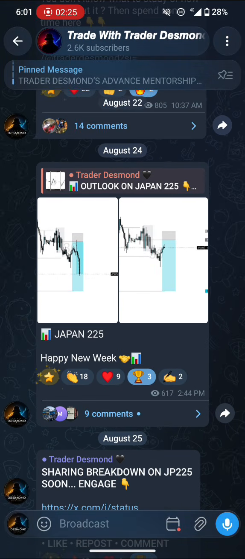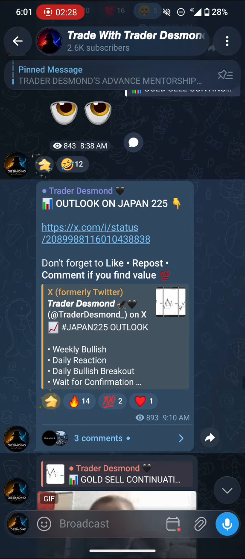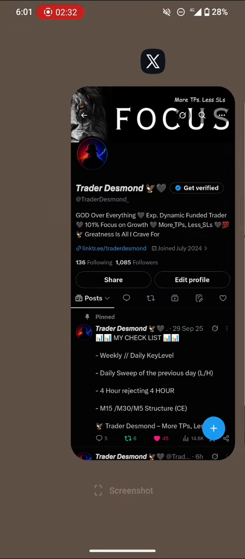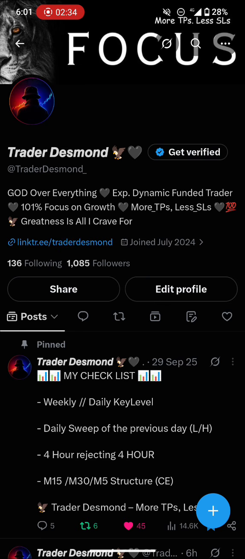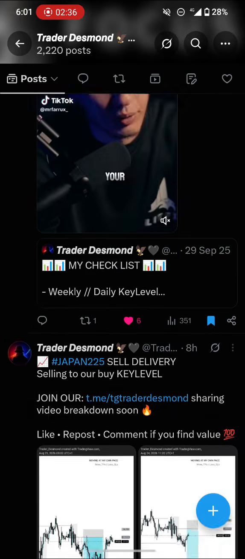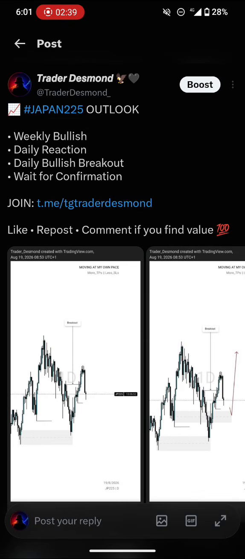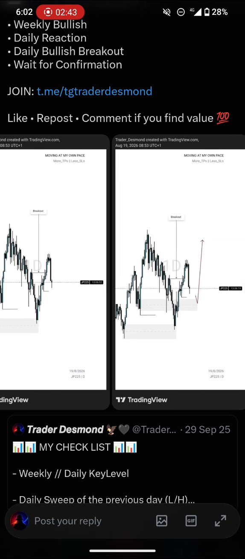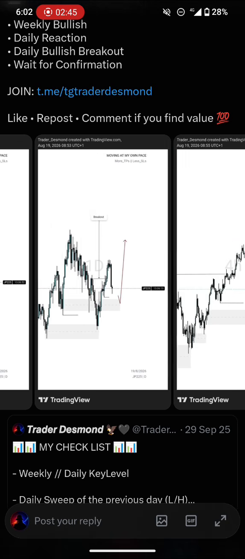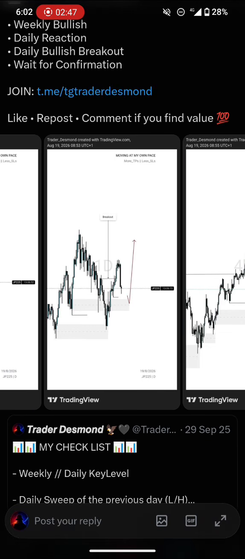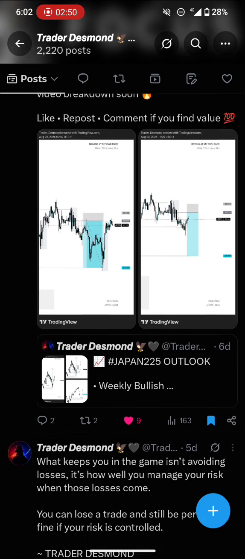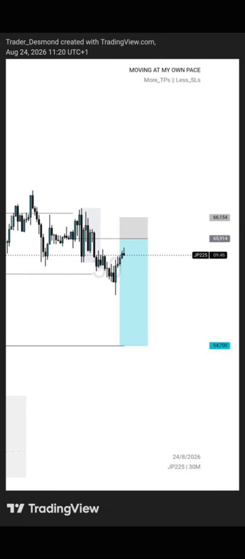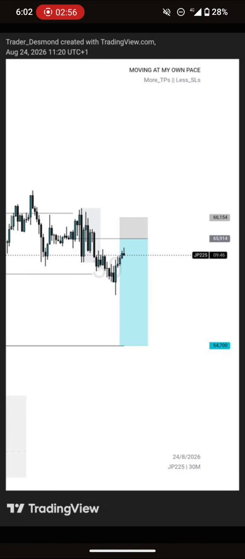Even this particular bias on Japan 225, you can see this is the outlook, and I also shared it on my Twitter account. This bias was for a bullish outlook, but you can see currently it's yet to play out, though it happened to tap into this particular level. So this is the trade I want to give a breakdown on. You can see it before it played out. So let's quickly dive in.